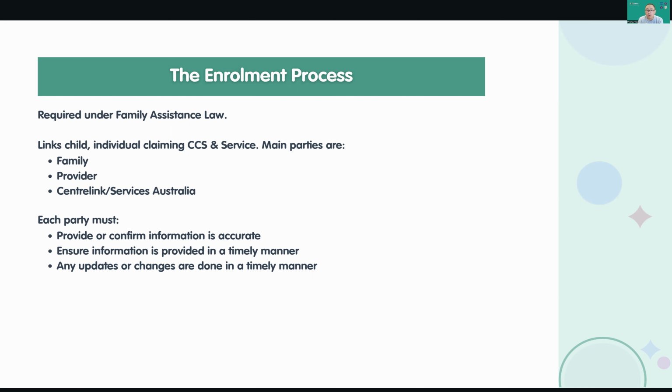All 3 of those points are very, very important. The last one in particular is around changes of circumstances, whether a child's changed the number of days that they attend, or if a family's updated their income, things like that. Anything that needs to change needs to be done in a very timely manner so that CCS can be accurate when it's paid out. Hopefully that makes sense.